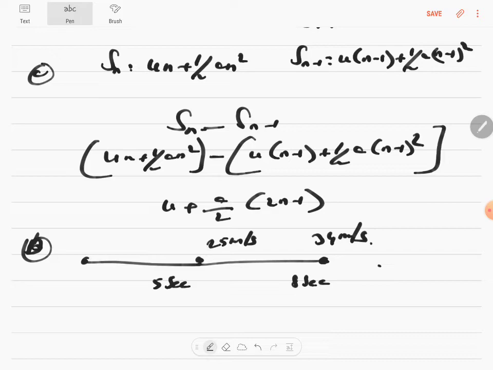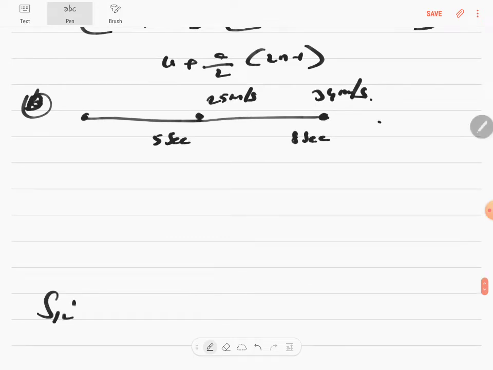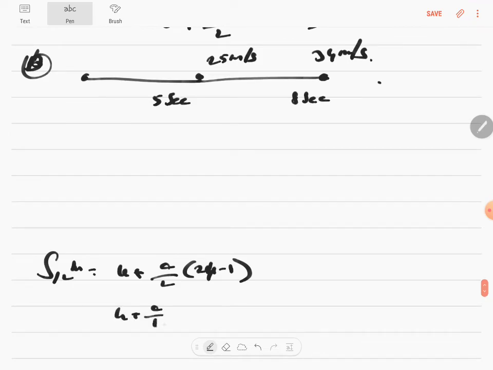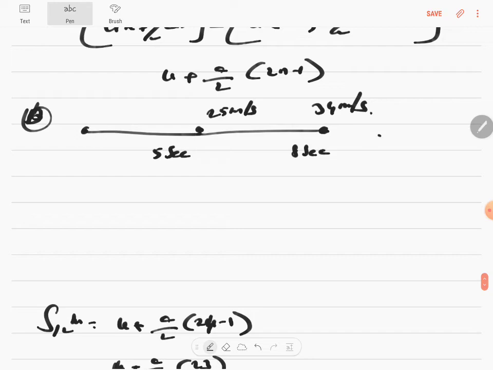Calculate the distance it will travel in the 12th second. The 12th second means S12th, which is u plus a by 2 into 2n minus 1, where n itself is 12. So 24 minus 1, so u plus a by 2 into 23. All that you need to know is u and a, which you need to find out from here. You don't know the initial velocity, but you know the final velocity at this instance is 25, which takes a time of 5 seconds.